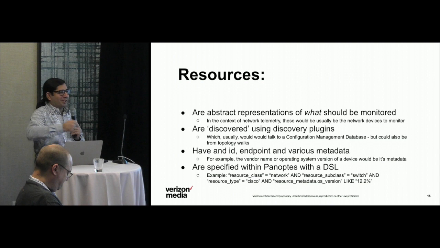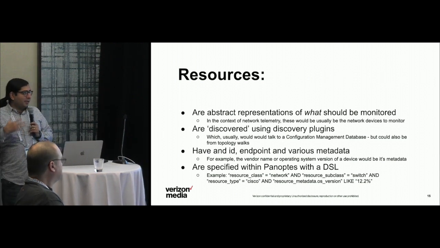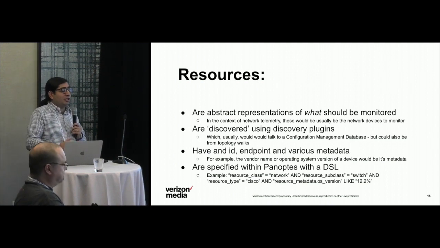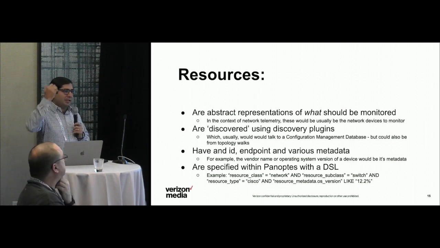Resources are discovered through discovery plugins. Discovery plugins' job is to populate the set of resources Panoptes can act on. In our case, like I said, we use a configuration management database to pull this data down, but it could be anything. The open source version is a JSON file. You could integrate with a flat file, anything you like, just to let Panoptes know that this is a set of things I want to get data from.